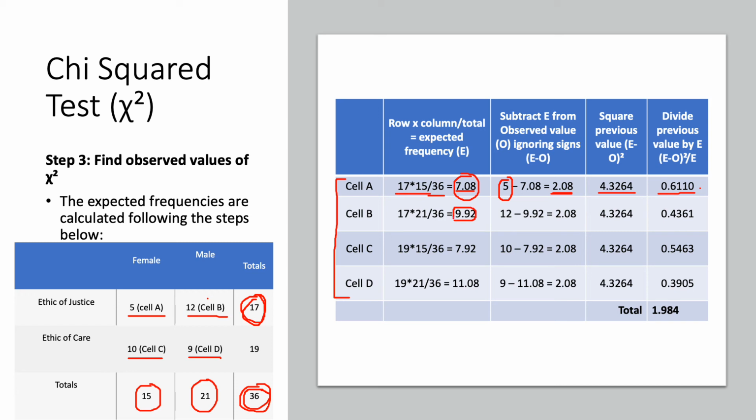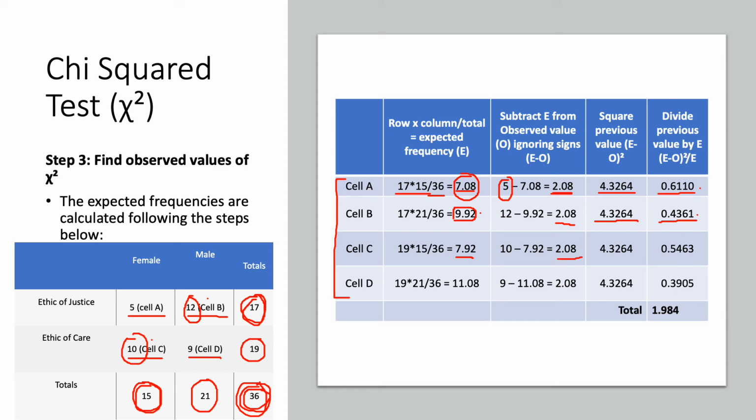Let's go again with cell B. So cell B is here. So we need 17 times 21, because that's the total number of males, divided by 36, again, the total number of participants. That gives us an E value of 9.92. We take the observed value, so what we actually found, and we subtract the E value from that, and it gives us 2.08. So again, the square of the previous value is going to be the same, and then divide that number by 9.92 to get this value.